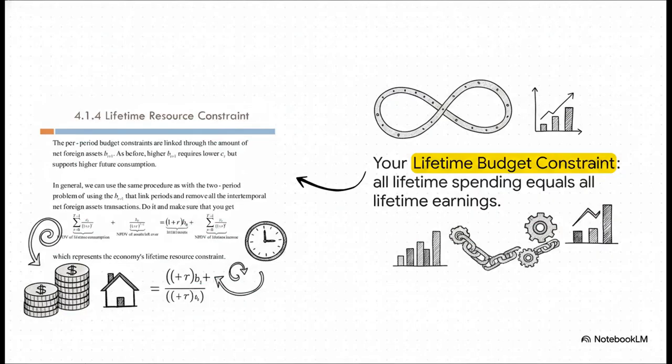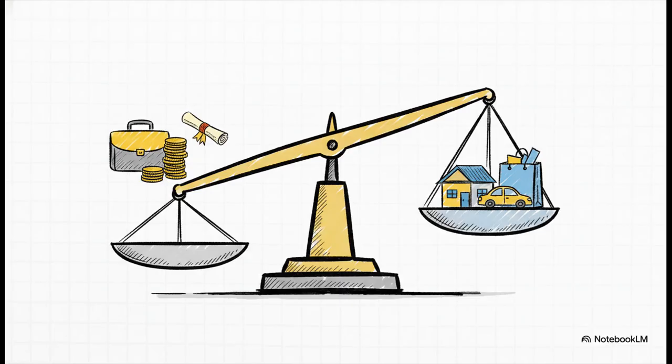Now, what happens when you stitch these two periods together? You get this really powerful idea called the lifetime budget constraint. What it shows is that when you factor in interest, the total value of everything you'll ever spend in your life has to equal the total value of everything you'll ever earn. If you just strip away all the math for a second, the idea here is, well, it's huge.